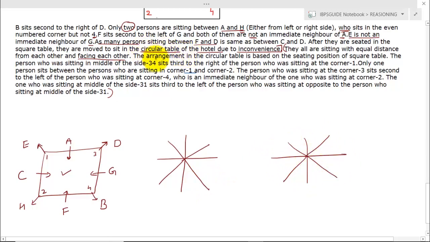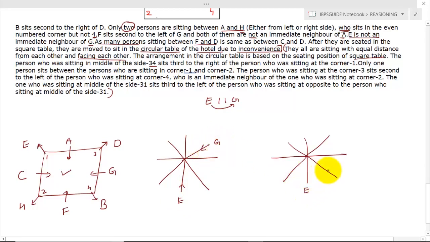The arrangement in the circular table is based on the sitting position in the square table. The person who was sitting in the middle of corners 3 and 4, meaning G, sits third to the right of the person who was sitting at corner 1, and who is sitting at corner 1 means E. From E, third right, 1 2 3, G is here. All of them are facing inside, so third right will be 1 2 3, G will be at this position, and this person is also facing inside.